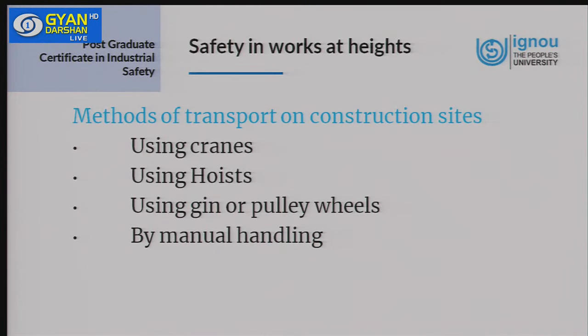The next way is very common, the way of handling transporting objects and materials from one part of the site to another is by manual handling. And you would be surprised to know manual handling can be very risky if not done properly. In fact, of all the accidents that happen on construction sites after fall from heights, the injuries caused by manual handling is a maximum contributor to accidents, loss of work days, even deaths on construction sites. So there is a proper scientific way of manual handling of objects on site, which we will look into.